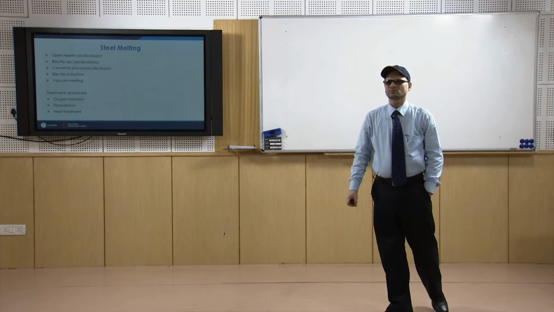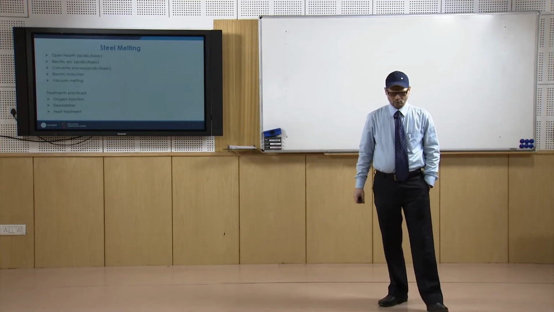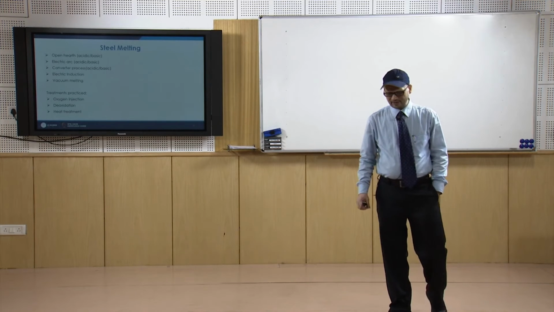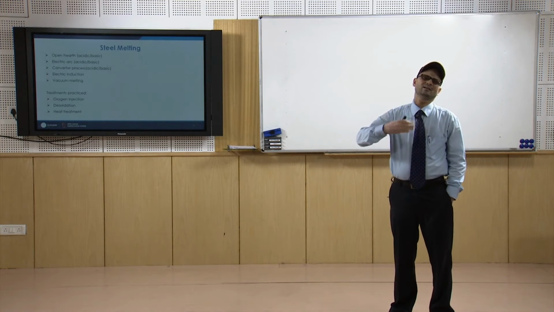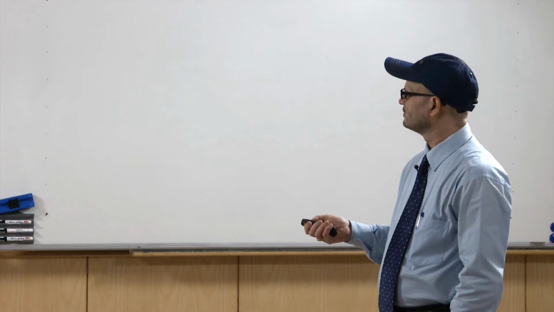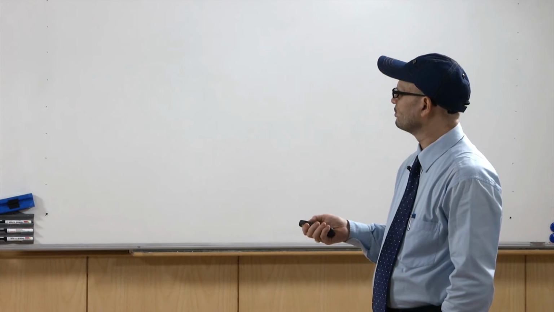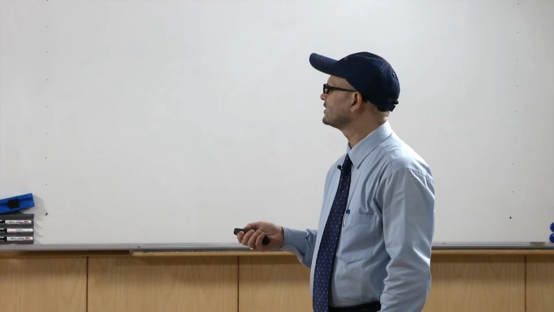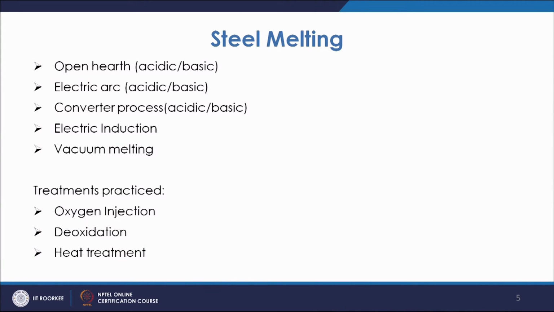Now, coming to the steel melting. As we have studied, you have a number of melting units. In that you have open hearth, acidic or basic, then electric arc, acidic or basic, converter process, acidic or basic, electric induction, and then vacuum melting.